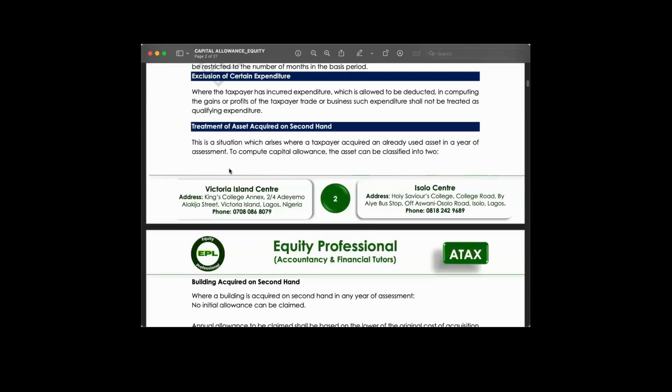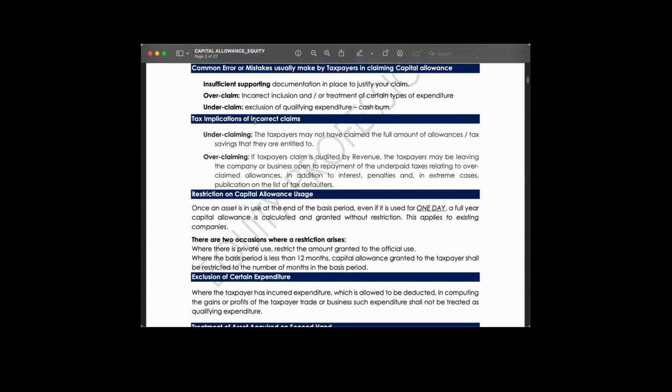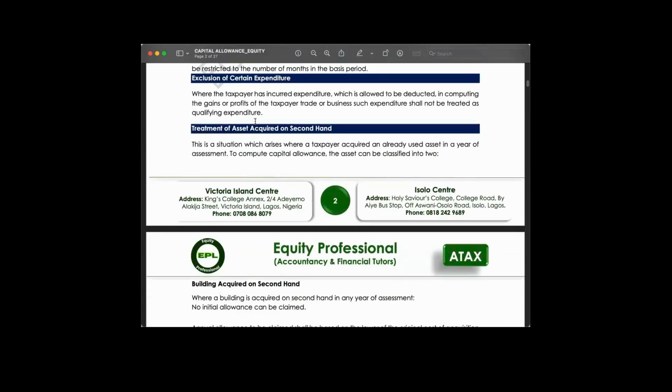When an asset is acquired on second-hand basis, especially building, the annual allowance to be computed shall be on the original cost of the building or the new purchase price, whichever is lower. That is the lower of the two is what you are going to compute the annual allowance on. Meanwhile, when a building is acquired on second-hand basis, no initial allowance should be granted.